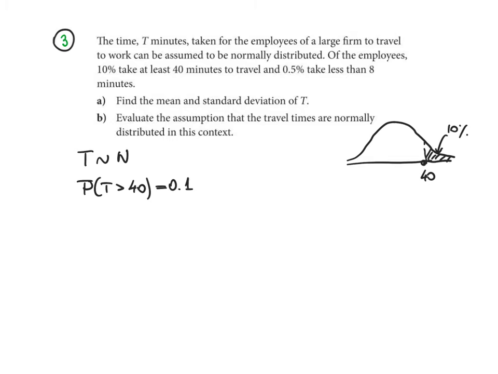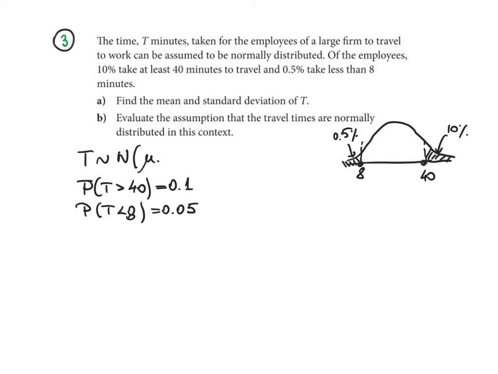0.5% take less than 8 minutes. So if here it's 8 minutes, here you have the 0.5% of your employees. So the probability of t smaller than 8 is 0.005. And find the mean and standard deviation.